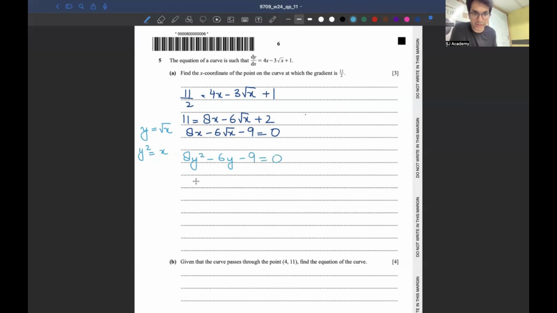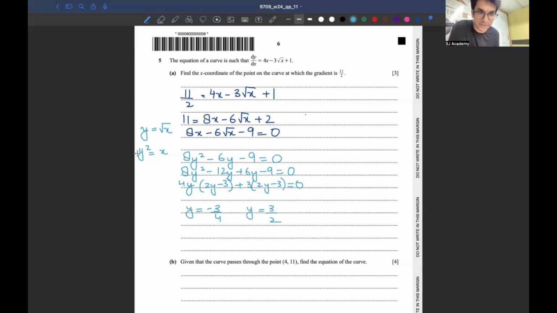Factorizing, we'll get 8y squared minus 12y plus 6y minus 9 equals 0. Taking 4y common, we'll get 4y(2y minus 3) plus, taking 3 common, 3(2y minus 3) equals 0. So the two values of y will be y equals minus 3 by 4 and y equals 3 by 2.